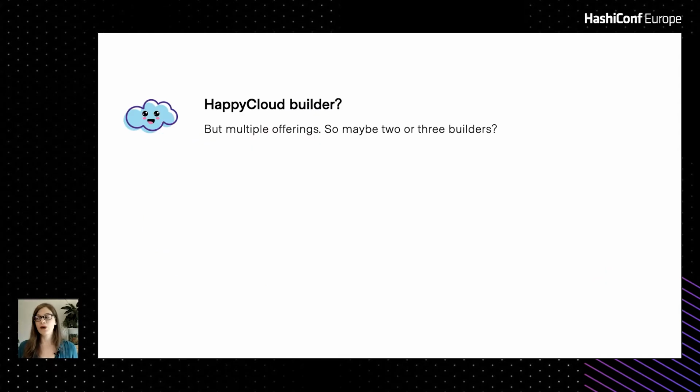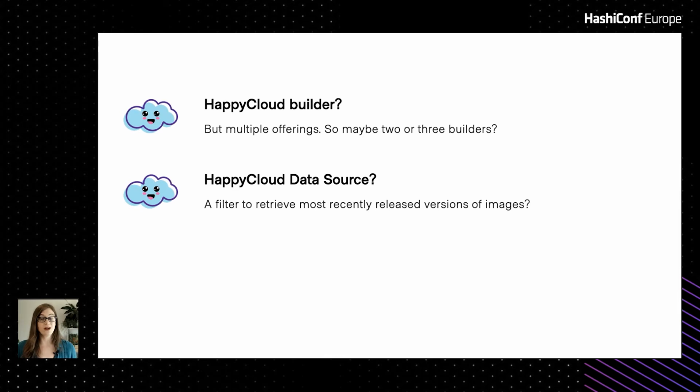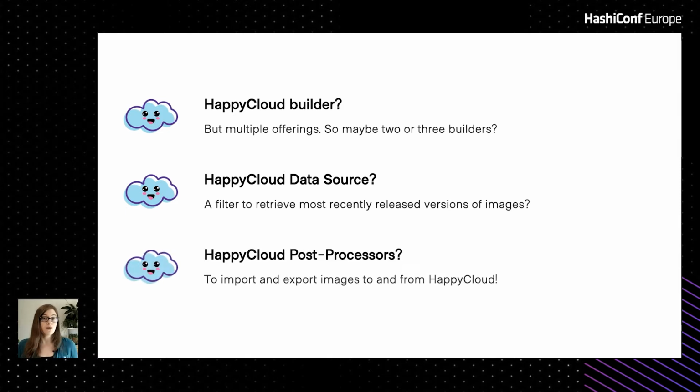But you have a lot of components to write for Happy Cloud. You want to write a builder, or maybe 3 or 4, depending on how complex your cloud platform is. You want to write one of the new HCL exclusive data source components, which allows users to set a variable based on an API call or other custom function. And of course, you want to have import and export post-processors for moving images into and out of your cloud.